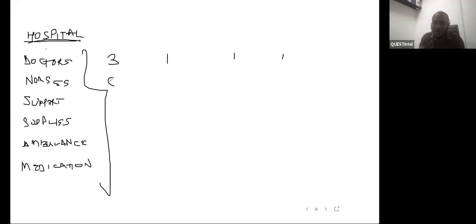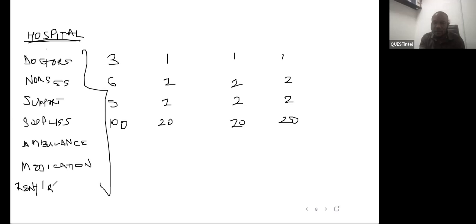Our nurses say six, and then we can have maybe two more added per new doctor. Then our support, we have maybe five staff at the base, and for every new doctor, we have two new support staff. Supplies, we have maybe 100 units of whatever the supply is, and then the incrementals will be 20, 20, 20.